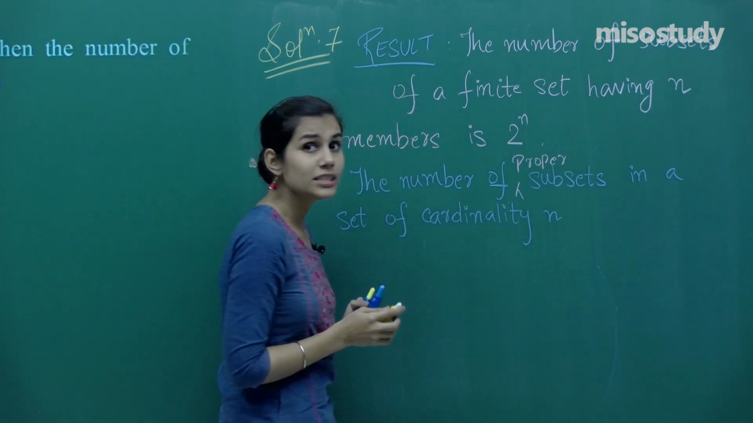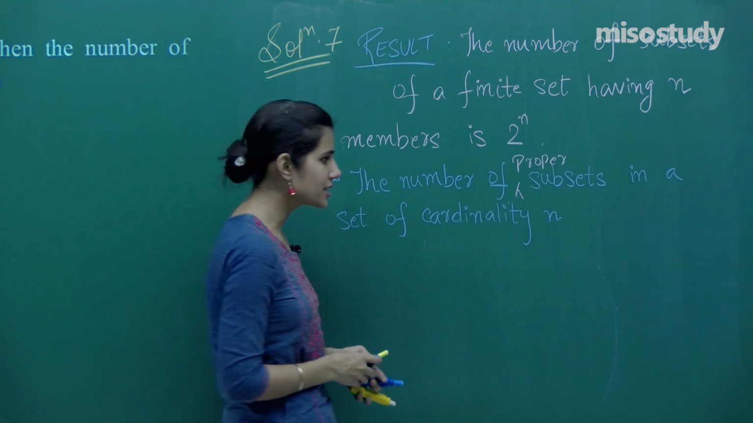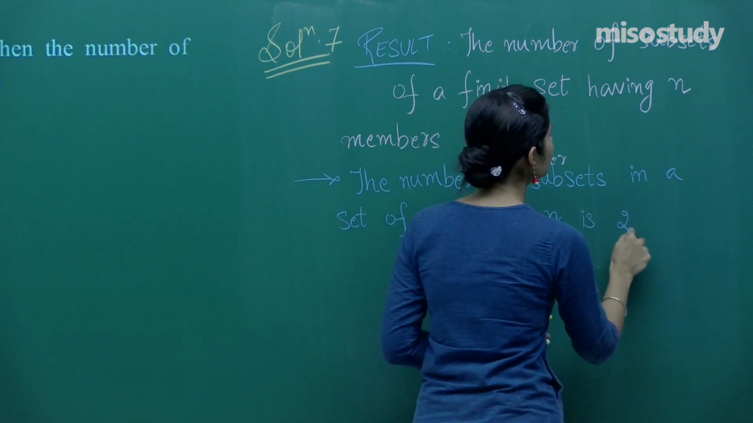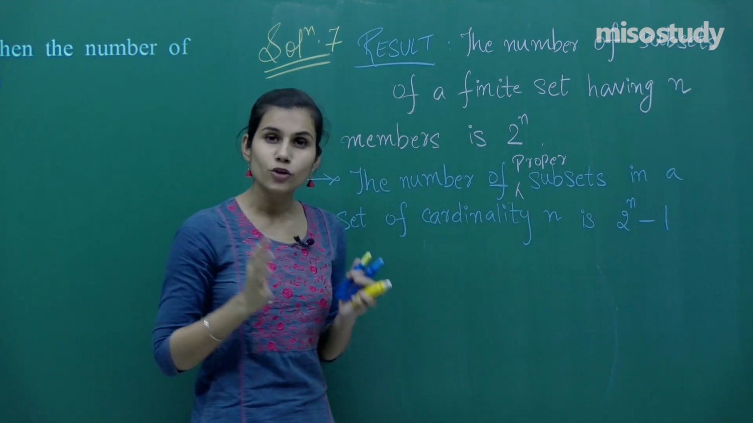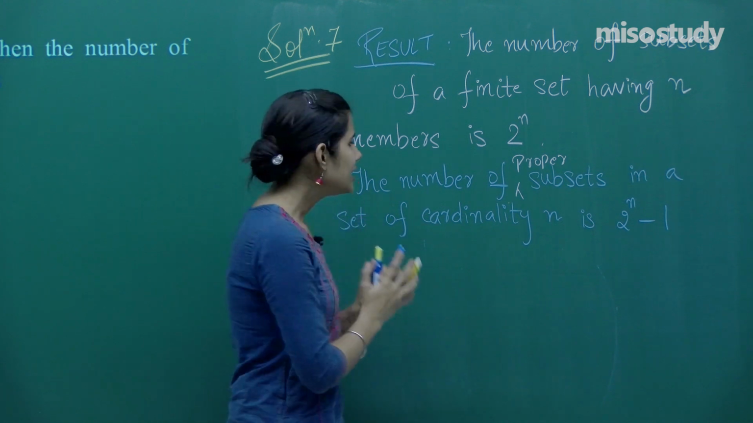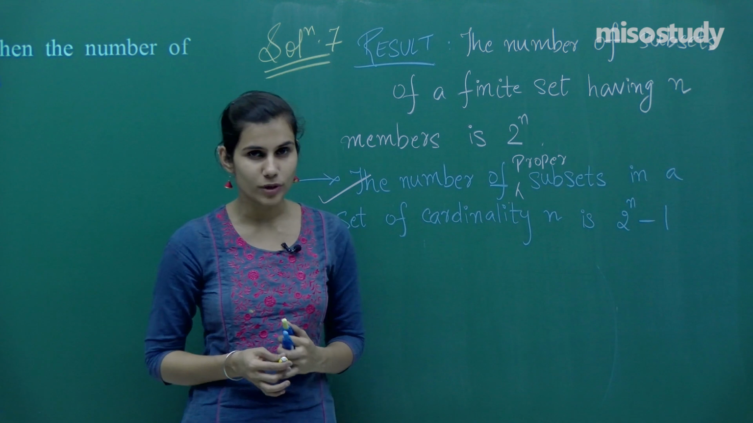Once you know the total number of subsets, finding the number of proper subsets is not a task. What you do is, you just reduce 1 from the number 2 to the power n and obtain the number of proper subsets of set A. This is the very result which we are going to use to deal with this question.